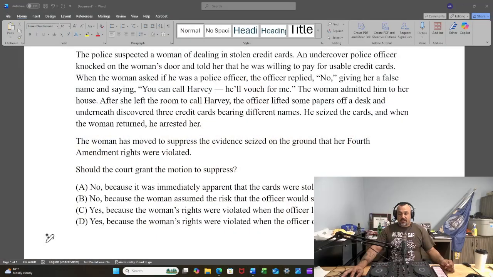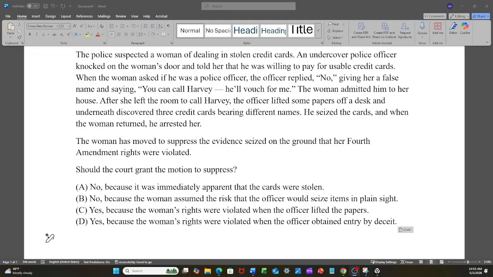So what we're doing right now is we are preparing for the July 2026 California bar exam. Today we're going to be going over an MBE question in criminal law having to do with the Fourth Amendment search and seizure. And we're just going to get right into it, guys. So here is the question.